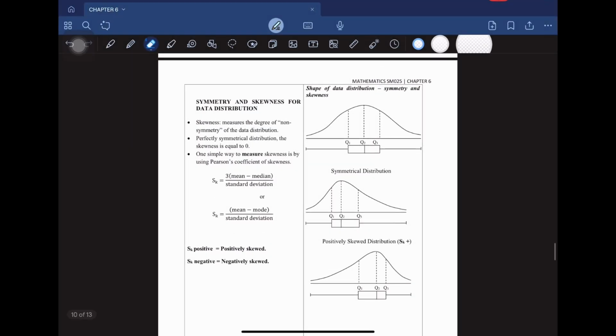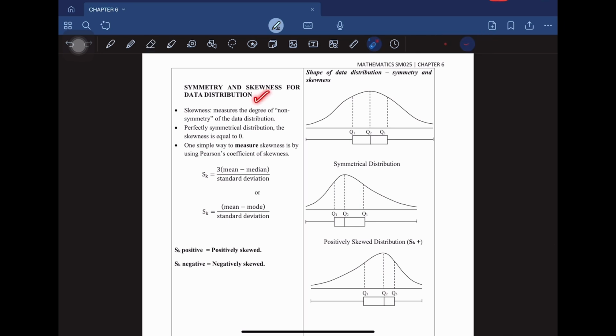Okay, so now we are at the symmetry and skewness for data distribution. Okay, so what is skewness? So skewness measures the degree of non-symmetry of the data distribution. So if the data is perfectly symmetrical, so the skewness is equal to 0. So there is one simple way to measure skewness by using the Pearson's coefficient of skewness.